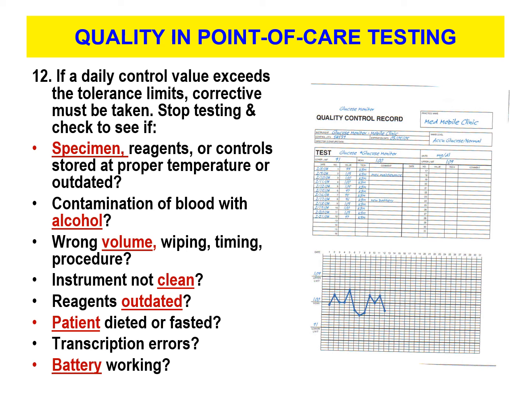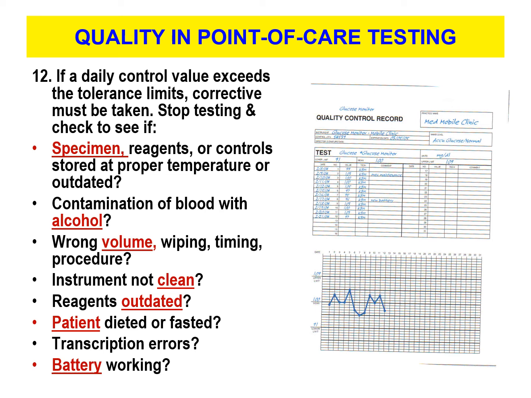You can rerun it. Maybe you made a small error, or maybe your strips have been exposed to too much air, too much moisture, and now they've gone bad. You need to open up a new box of strips. You need to recalibrate your machine. You need to perform maintenance on your machine. You need to keep doing something until you fix the problem. Then you rerun your controls, and your controls come within limits. If you cannot get your controls to come in limit, then that machine cannot be used for patient testing.